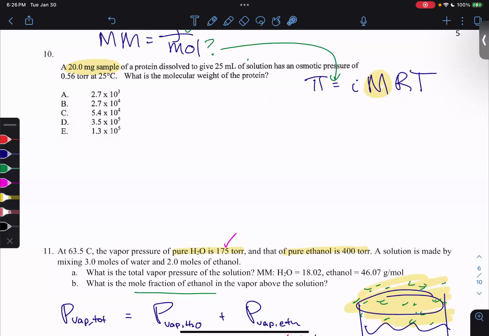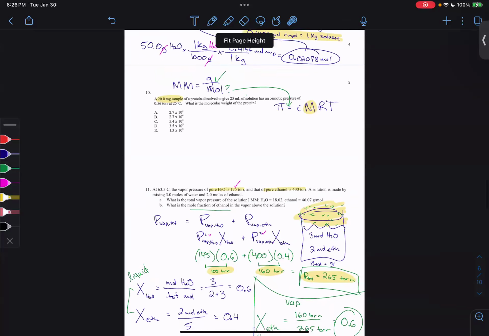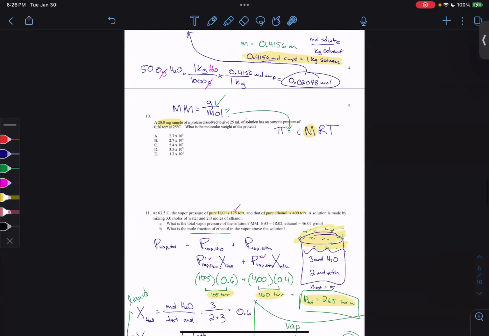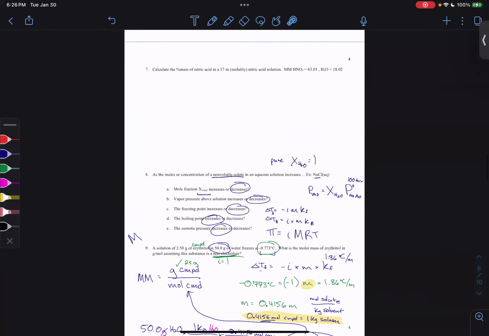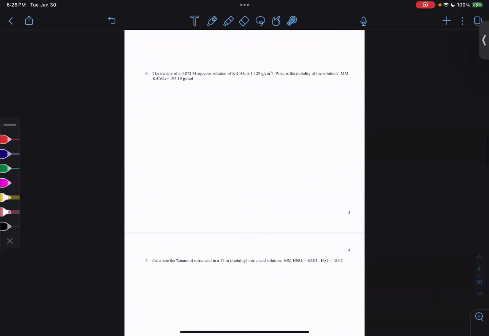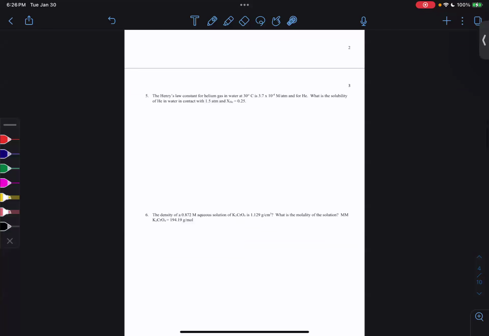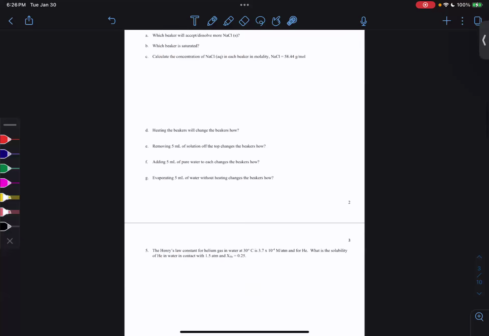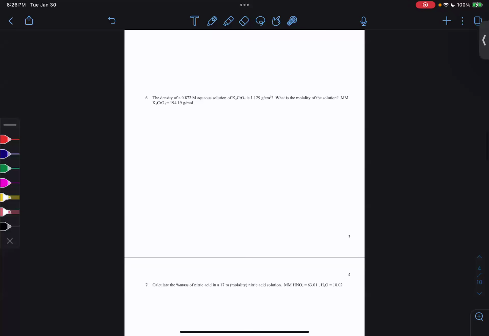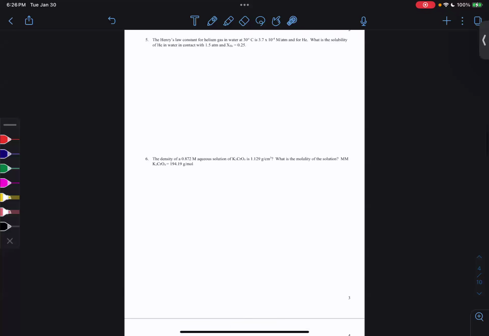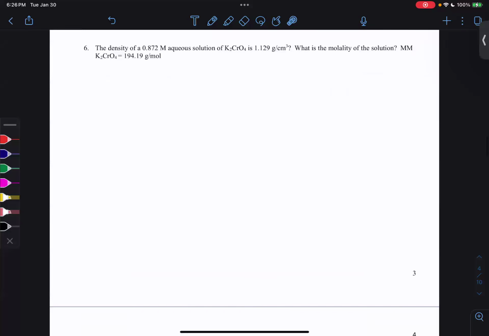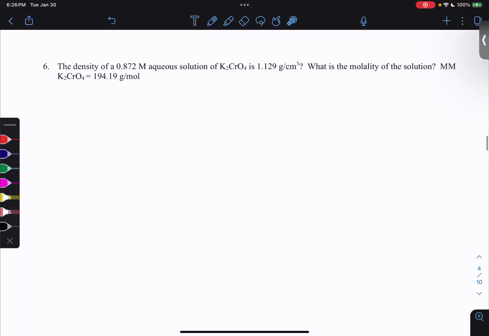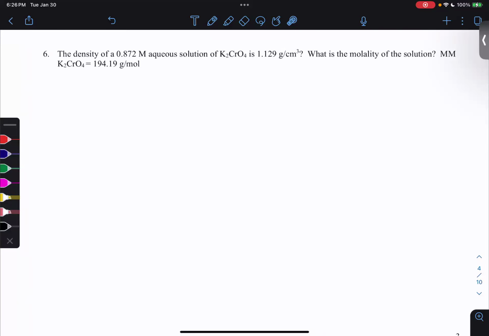Okay, all right. So what do we want to do? Number 11? Okay, do you want to do 4, or do you want to do concentration conversions? Do we want to do that, or are those okay? Can we go over one? Yeah, let's go over one. Okay, let's do number 6.